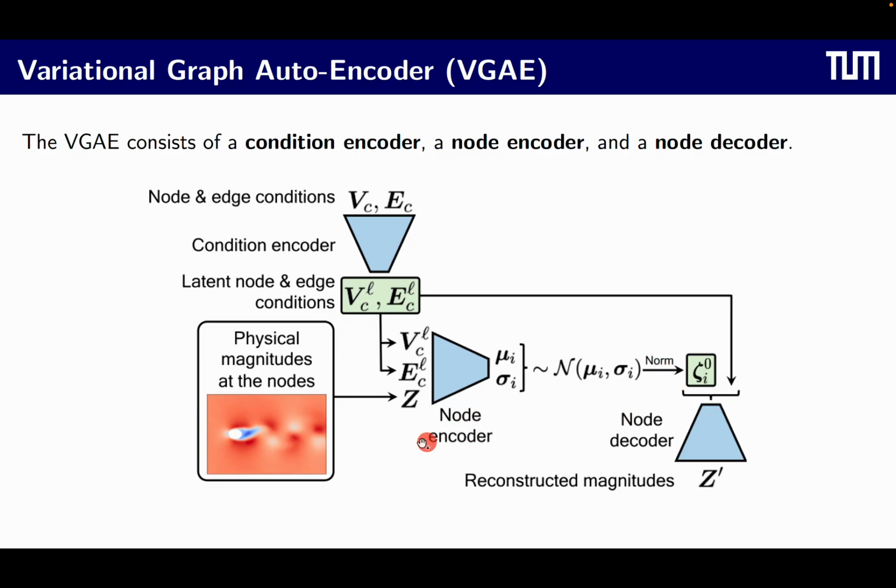Then we have the node encoder, which takes as input the physical fields in the dataset and is going to generate latent features at the nodes of the compressed mesh. And then we have the node decoder that allows us to go back to the physical space.